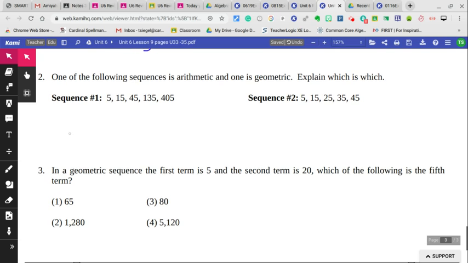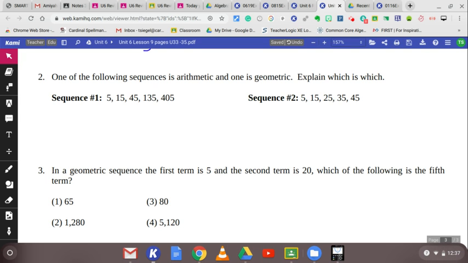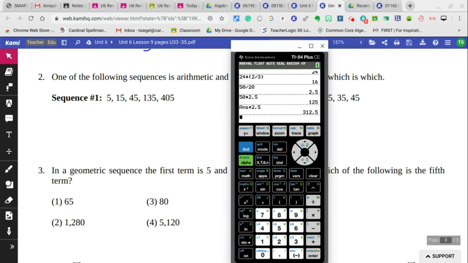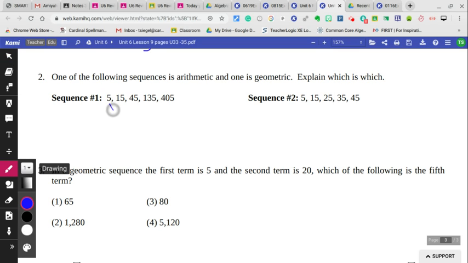Let's go on to number 2. Which of the following is an arithmetic sequence? And which is an arithmetic and a geometric sequence? So if we look at the first one, to get from this one to this one, we can add 10, right? But then it doesn't work for the second one. So this is definitely multiplying.